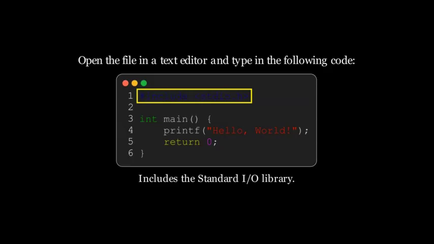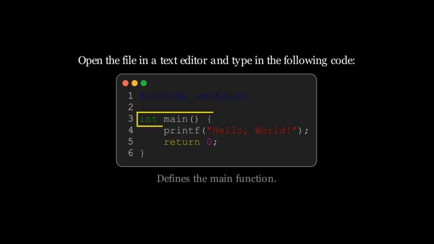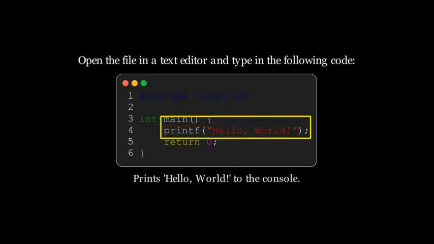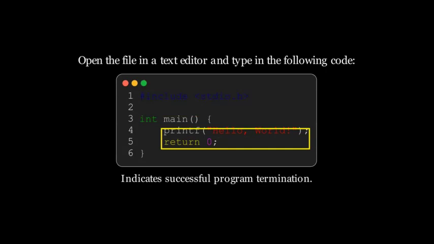The first line, #include <stdio.h>, includes the standard input-output library, allowing us to use functions like printf. The line, int main, defines the main function, which is the entry point of any C program. Within the main function, printf("Hello, world") outputs the text "Hello, world" to the console. Finally, return 0 indicates that the program has executed successfully.